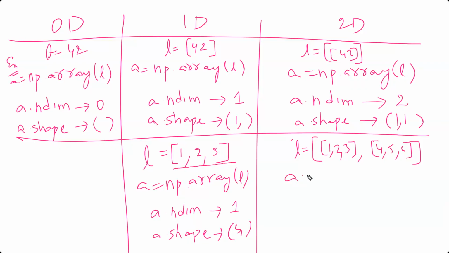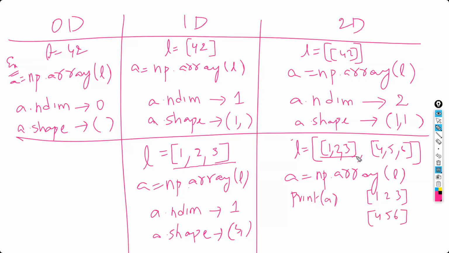Now, in this case, A is equal to np.array of L. If you print A, first it is going to print the first row, second it is going to print the second row. You are going to write row-wise: first row followed by second row followed by third row. Like that, you have to write each list as a row, and you have to combine them with a nested list, with one more bracket. If you combine these two one-dimensional arrays, then it is a 2D array.